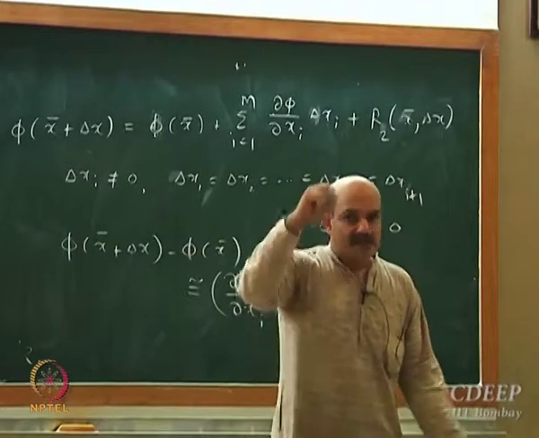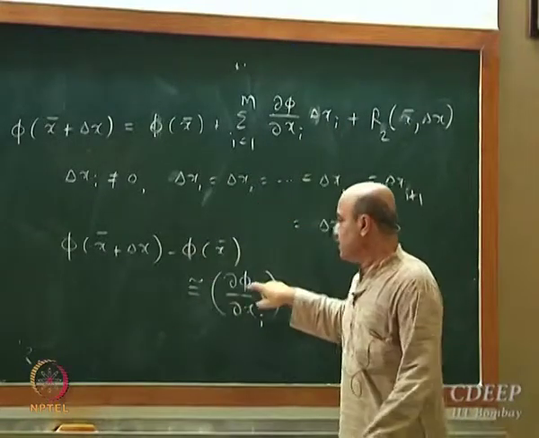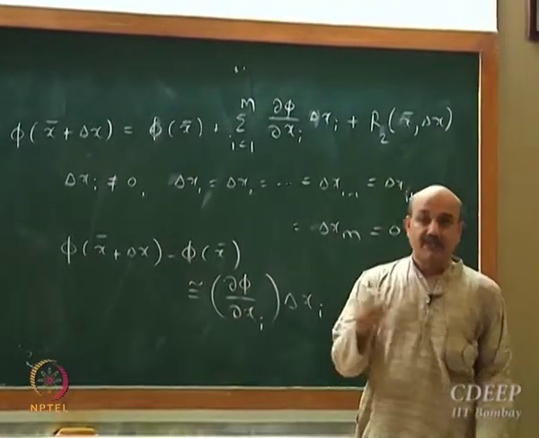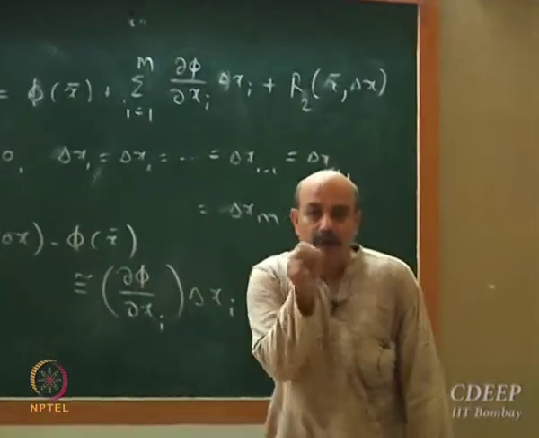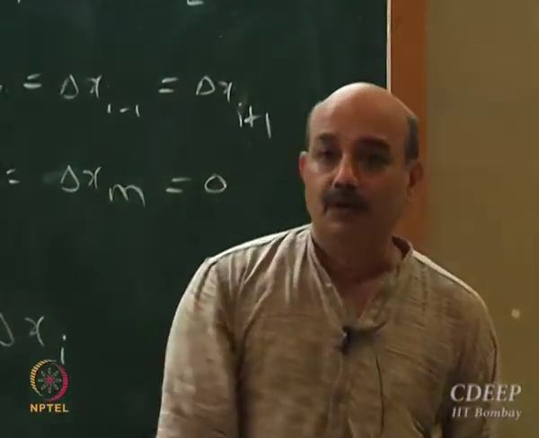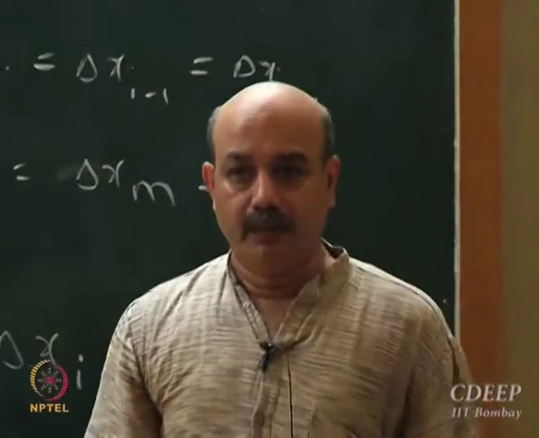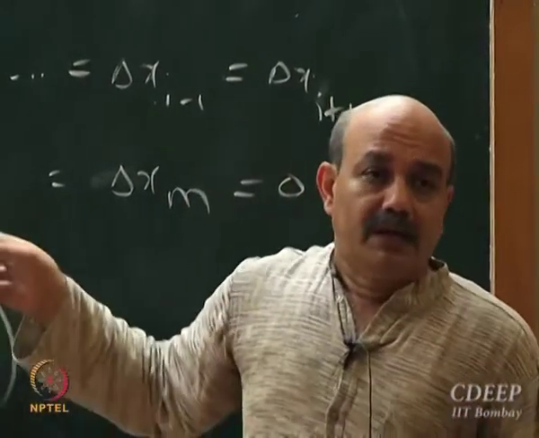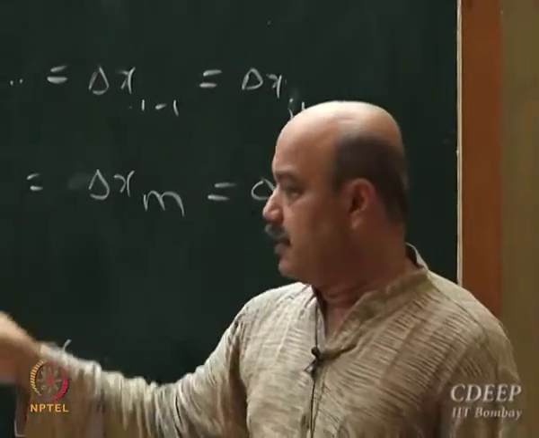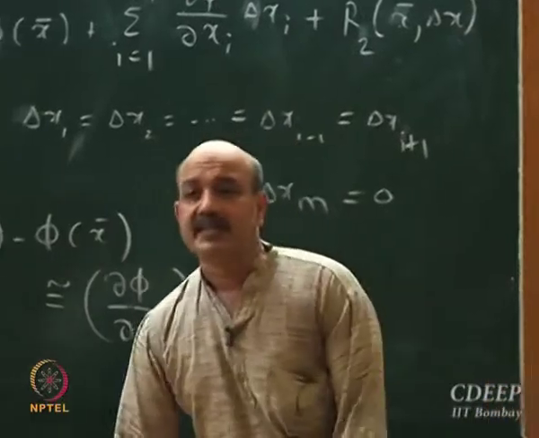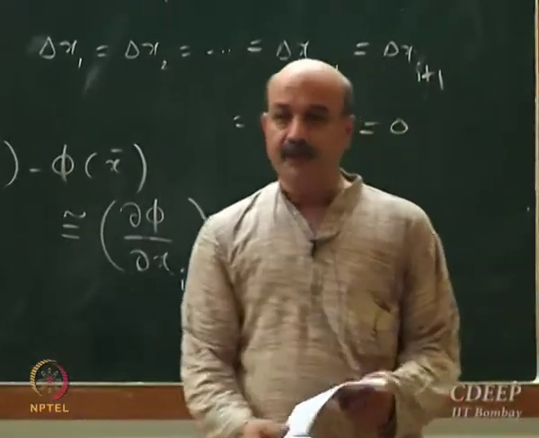So the only way this point can be a minimum is if this derivative is 0. Because if the derivative is non-zero, you'll be able to move a little bit and go further down, which cannot happen if it is a minimum. So this is the necessary condition. You look at the proof here.